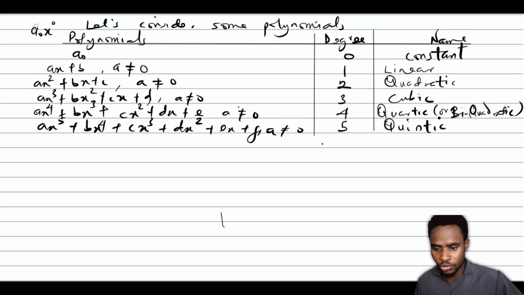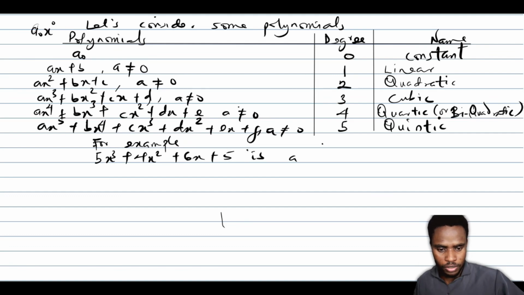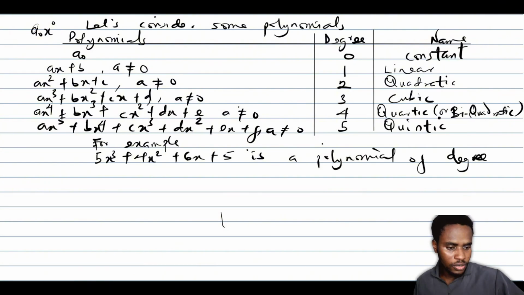expression. So for example, 5s cubed plus 4s squared plus 6s plus 5 is a polynomial of degree what? Of degree 3. Simple as that, because the highest power of the variable there is 3.